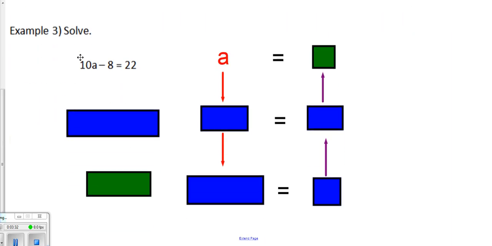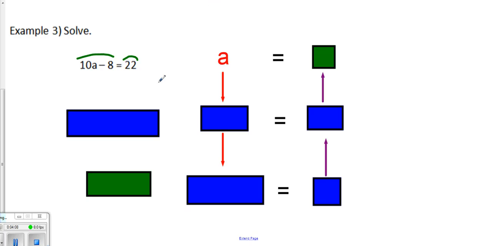Example 3. Now we're looking to actually solve some of our equations. So remember, each equation is just two expressions set equal to each other. Now, in this one, we've got these two expressions. 10a minus 8 is set equal to this expression, 22. Now, an expression can just be one number, like this one, 22. It can be a couple different numbers all put together, 10 times a minus 8. Both of these are statements about the values. So we have two expressions that are set equal to each other.